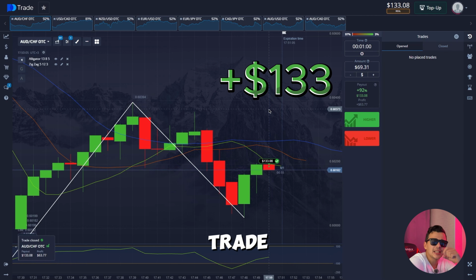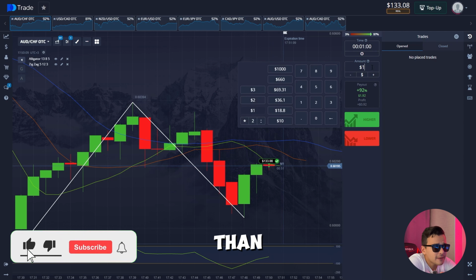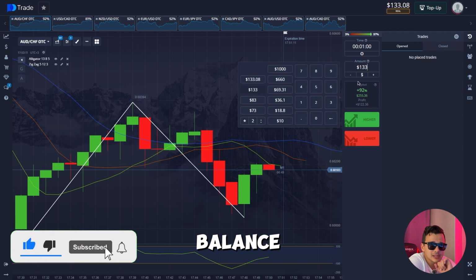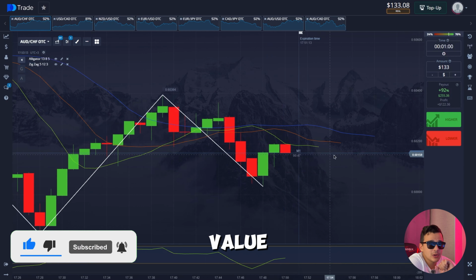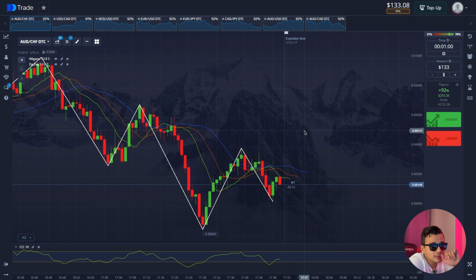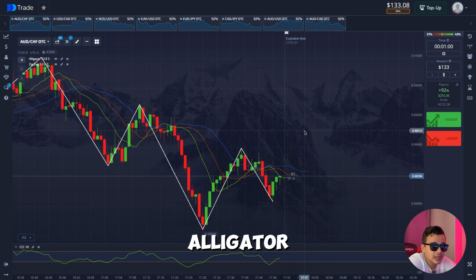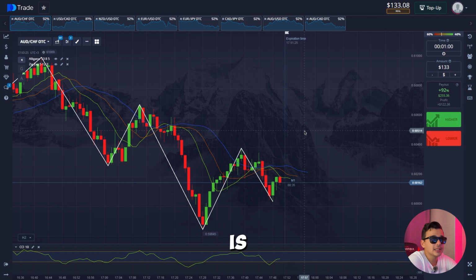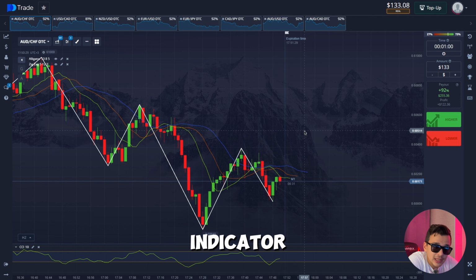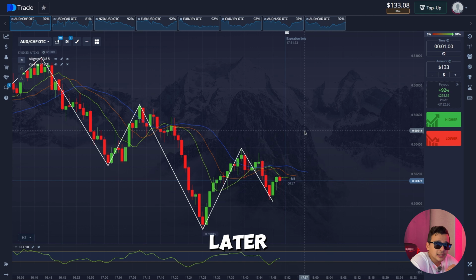And the next trade is also closed without problem in the plus, already more than $100 on our balance. Let's change the amount of the value. We could not orient ourselves by the alligator here, because in general moving alligator shows the dynamics of movement a little bit late. That is, despite the fact that this is a trend indicator and open a little bit differently. I will explain it later.